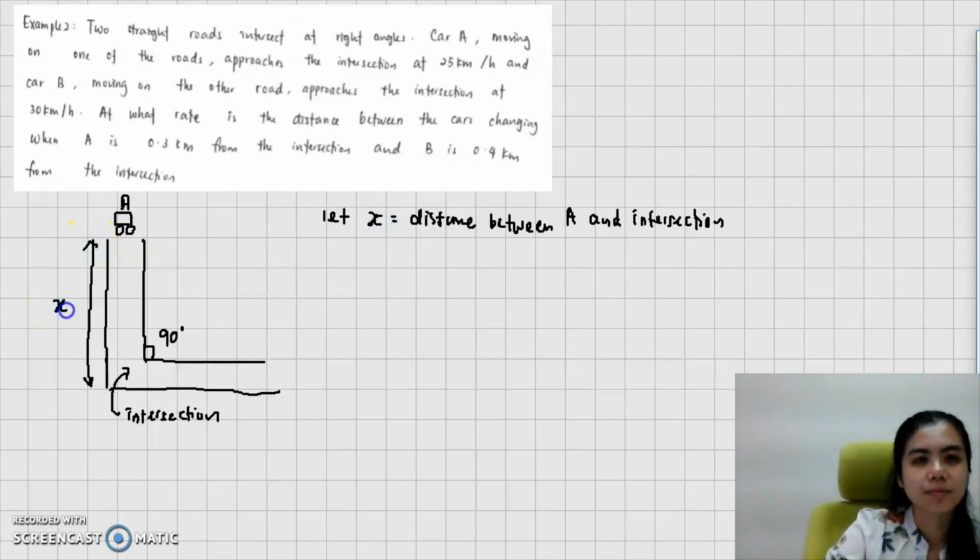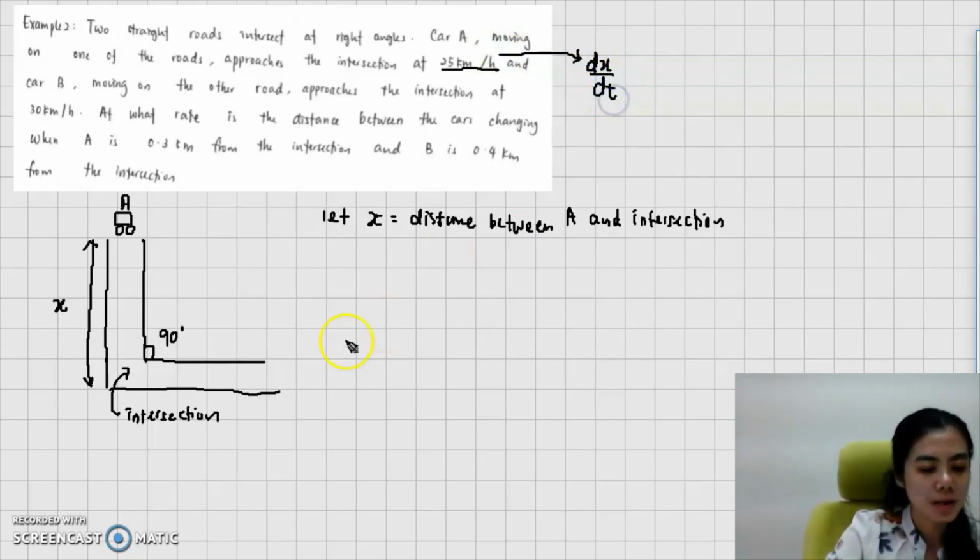So this is x here. Okay, so now this 25 km approaches the intersection. When it approaches the intersection, it's actually talking about dx/dt.